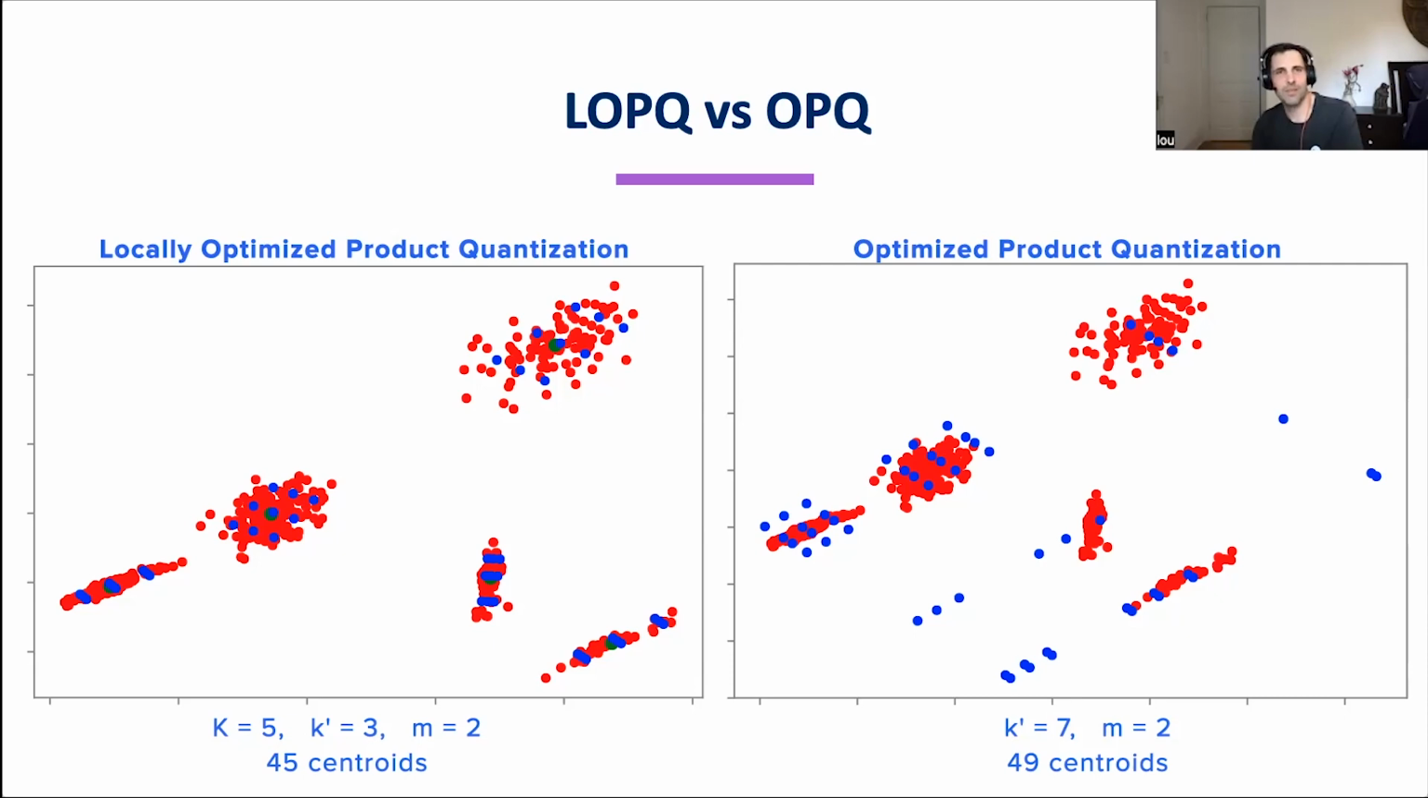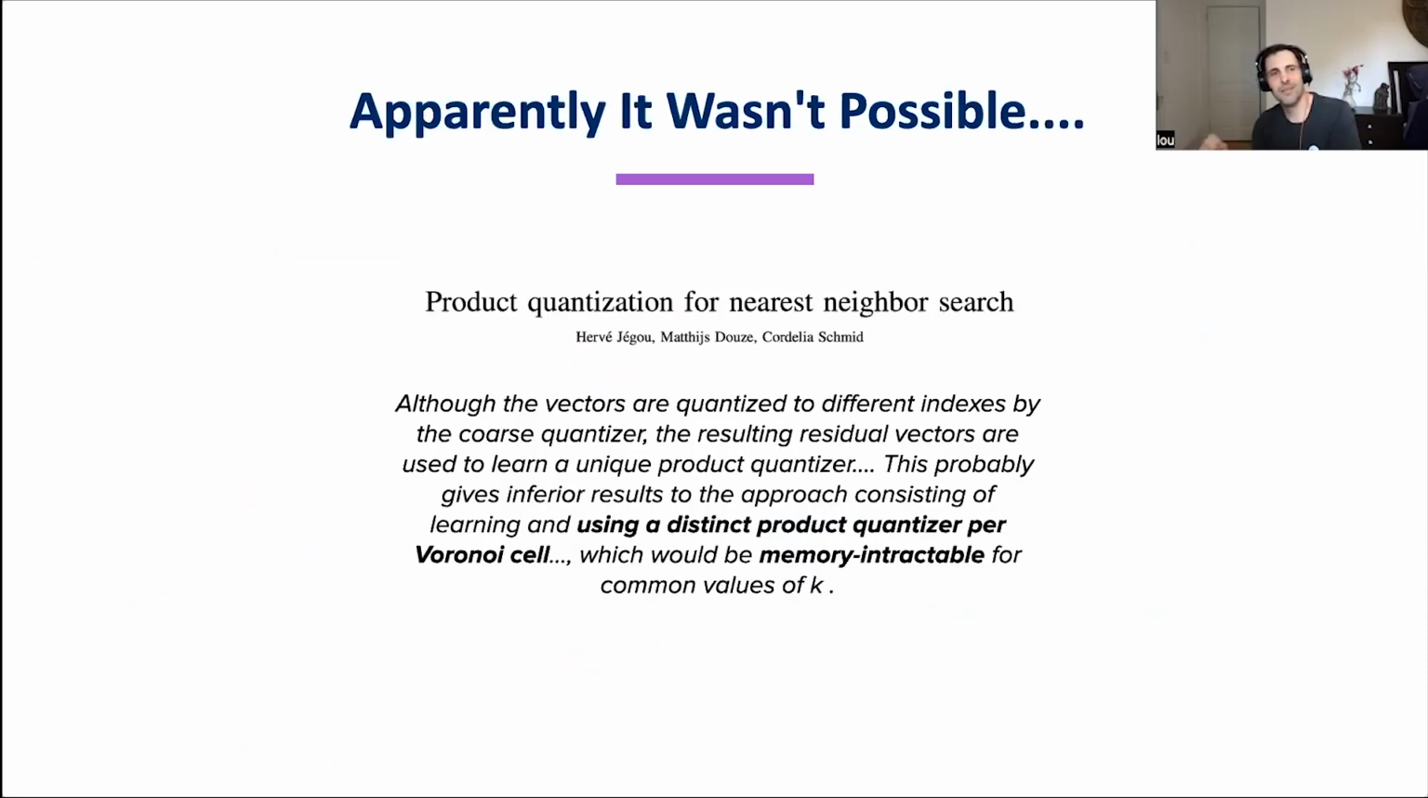And this paper was particularly hilarious to me because if you read the optimized product quantization paper, they actually call this out. And they say, hey, you could use a distinct optimized product quantizer per Voronoi cell, meaning per this coarse quantizer, but it would be memory intractable, so don't bother. And the other guys were like, no, not really. It wasn't too bad. It's a little bit more complicated than that, but that was the basic idea. It's like, go ahead and throw it on there.